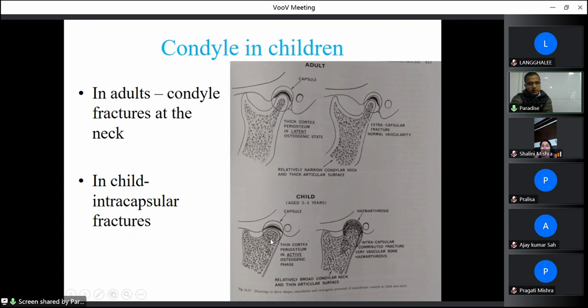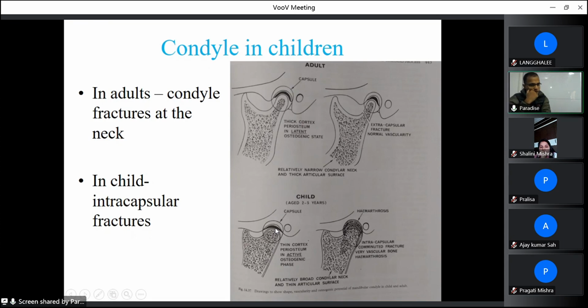The osteogenic cells which are present in this bone marrow are in a highly active osteogenic phase. So whenever there is a condylar head fracture, this bone marrow will get displaced into the joint cavity. And as we know that the cells present in the bone marrow are in active osteogenic phase, they will form new bone here, and it will lead to TMJ ankylosis. So TMJ ankylosis is more common in pediatric patients. You can hardly find any TMJ ankylosis in adults. It is very rare.